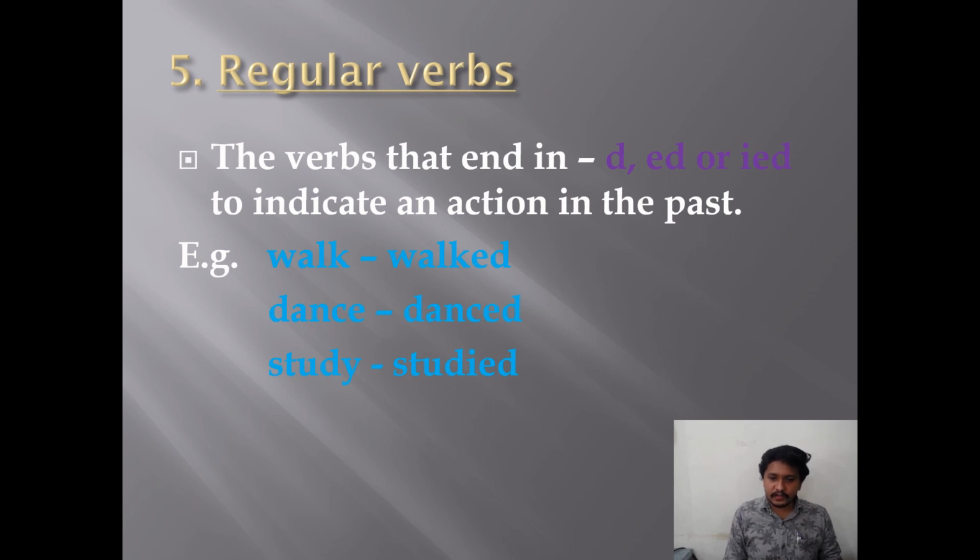Study, studied. Study is the present form of the verb. By dropping the Y, we add IED there. Then we get the past form of the verb study. So these types of verbs are called regular verbs, which can be formed to indicate an action in the past by using D, ED or IED with the given words.